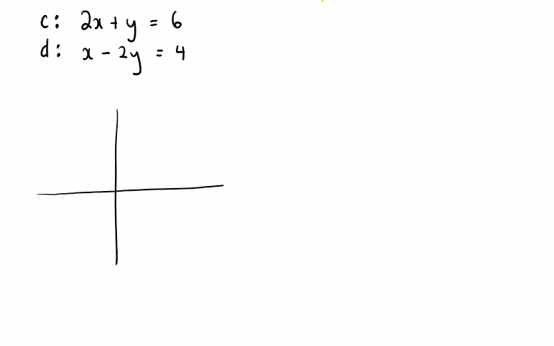Y-axis, x-axis. So let's get my points. 2 points to draw a line. There's no point in getting any more. When x is 0, let's read what's left. Y is equal to 6. When y is 0, if you want to do the maths, what's left is 2x equals 6. X is 3.